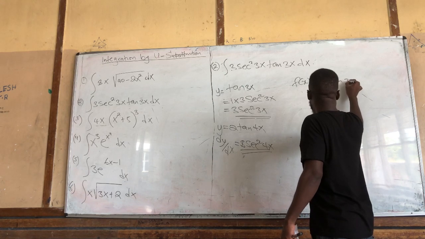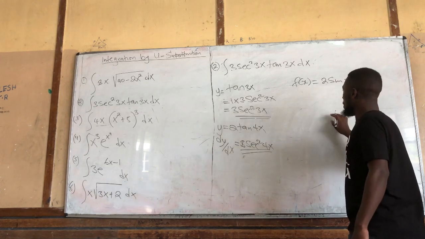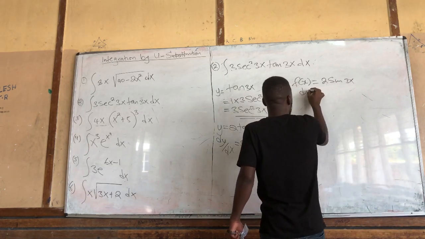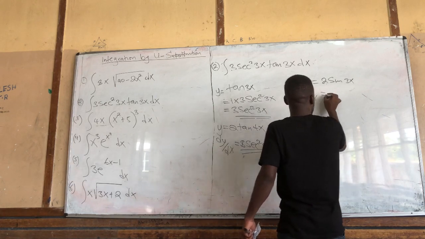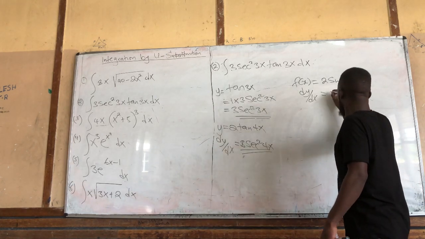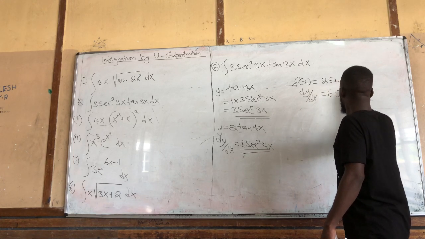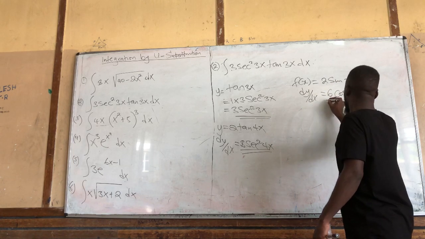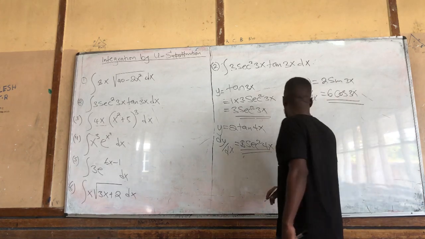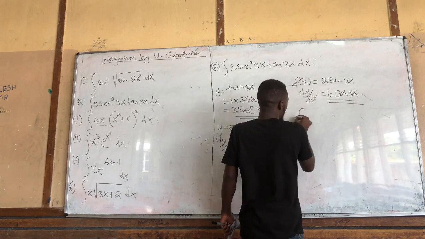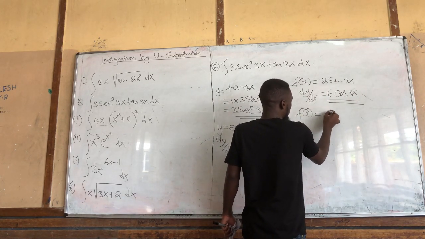2 sine 3x here. So we can do the same. We say dy/dx here will be equal to what? 2 multiplied by this 3 to be what? 6. Then you differentiate sine, which is what? Cos. Then you maintain this one, 3x here. Okay?